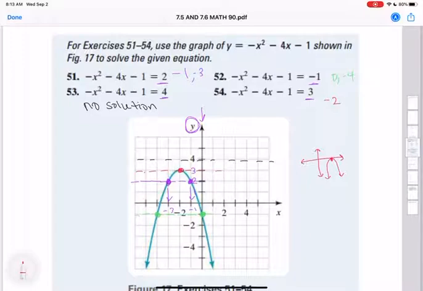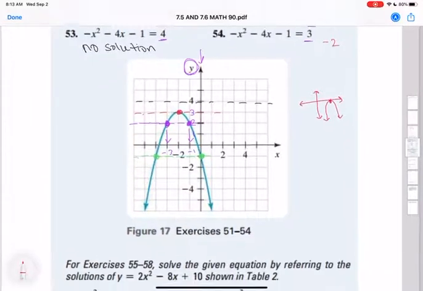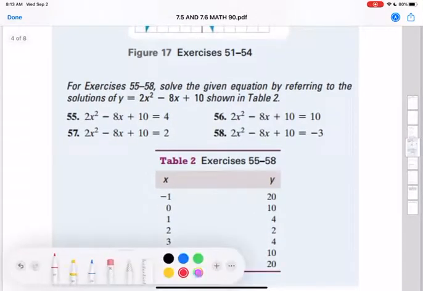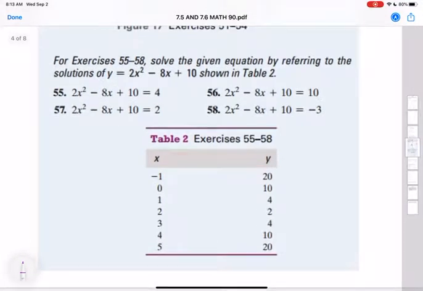All right. Now, let's look at it in the case of a table. So we have solved the given equation by referring to the solutions of this equation, y equals 2x² minus 8x plus 10, shown in the table. Okay, so each of these, again, are the same, and we're just looking for where y is at 4, 2, 10, and -3. So I'll do the first one, and then I ask you to do the next 3. So where does it equal 4?